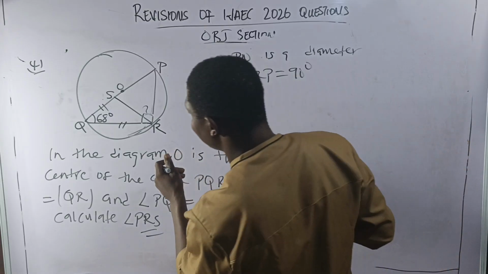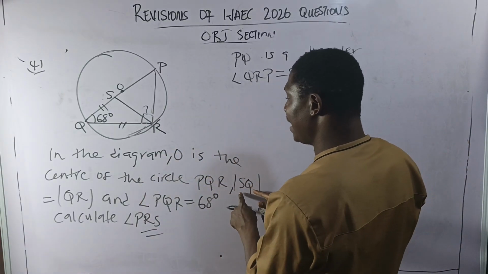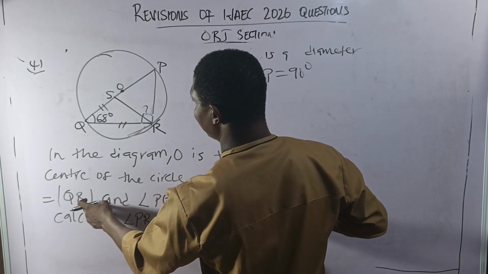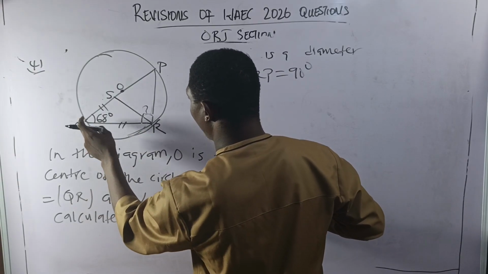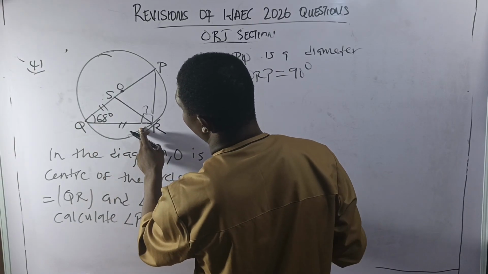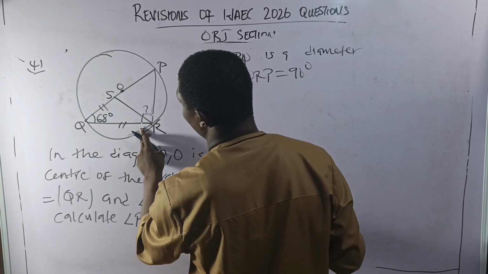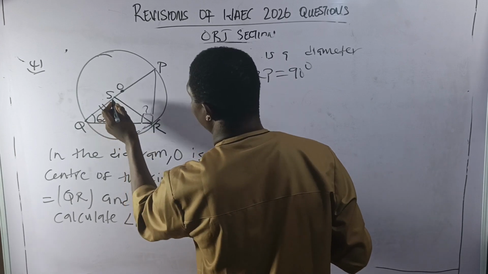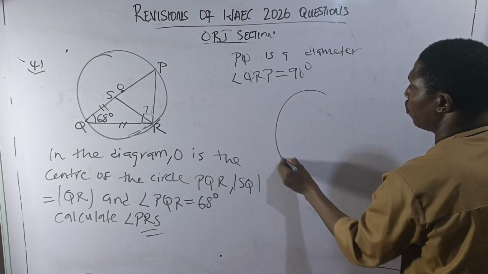First, I can see they said SQ is equal to QR. There's SQ. SQ equal QR. If both of them are equal, that simply means the base angles must be equal. So this angle here, let me redraw it and put all my information.